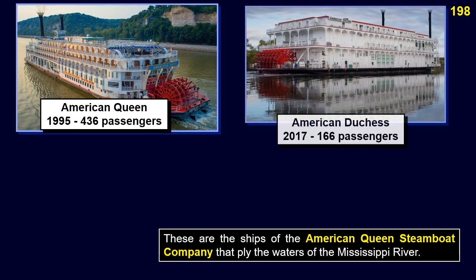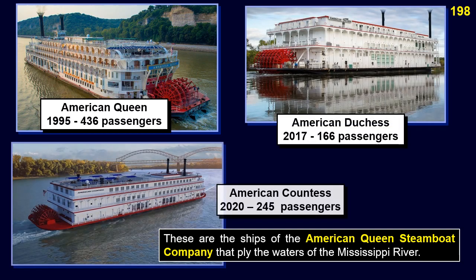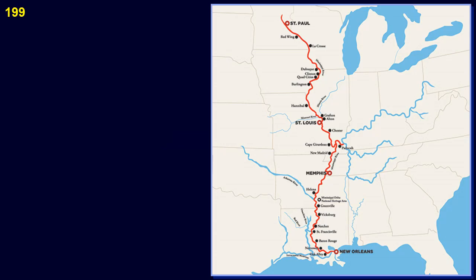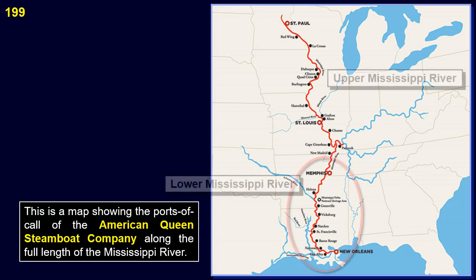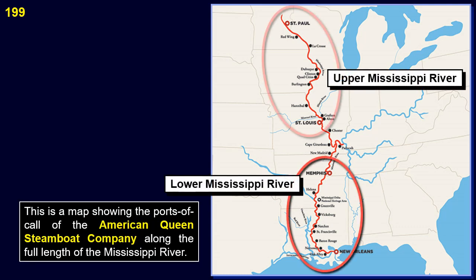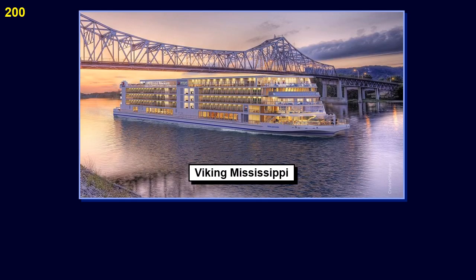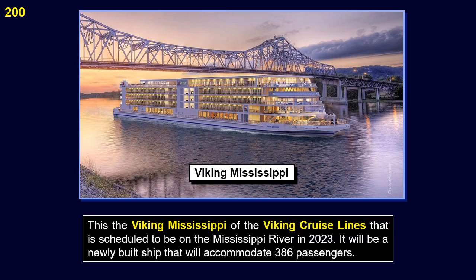These are the ships of the American Queen Steamboat Company that ply the waters of the Mississippi River. This is a map showing the ports of call of the American Queen Steamboat Company along the full length of the Mississippi River. This is the Viking Mississippi of the Viking Cruise Lines that is scheduled to be on the Mississippi River in 2023. It will be a newly built ship that will accommodate 386 passengers.